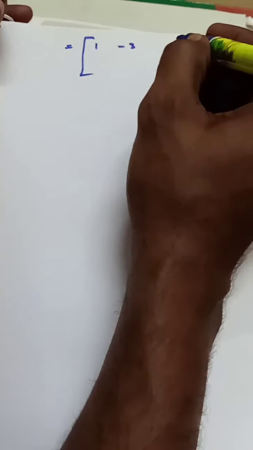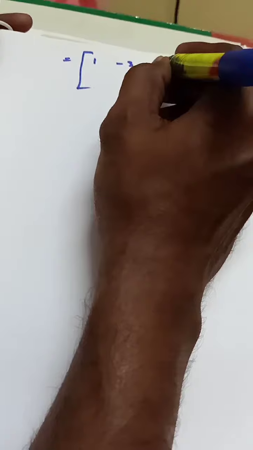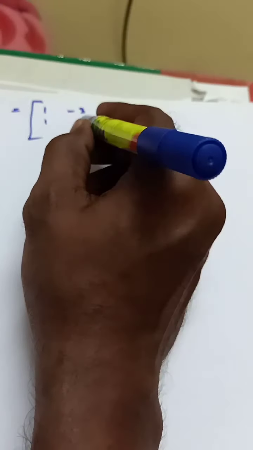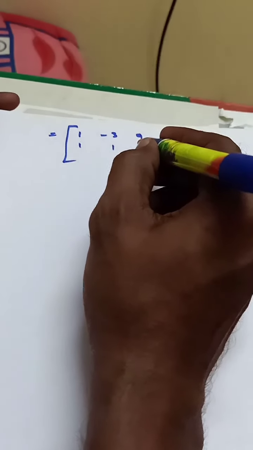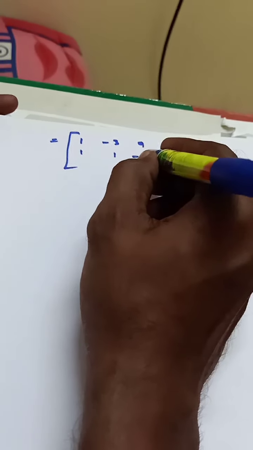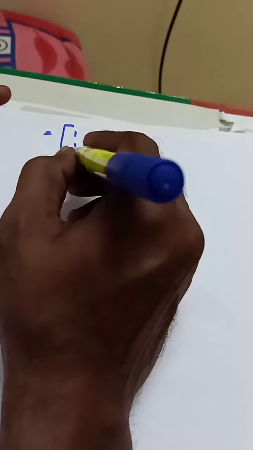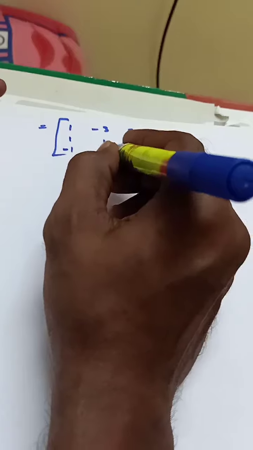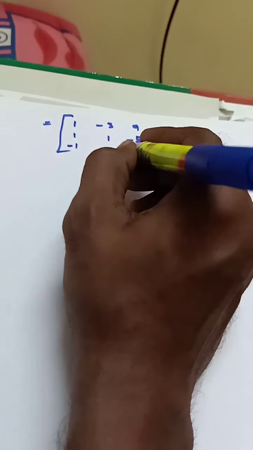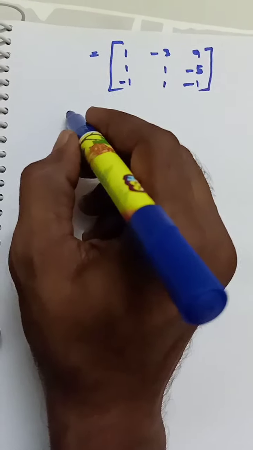Your numbers are 1, -3, 9, and 1, 1, -5, -1, 1, -1. So we found the cofactor matrix.